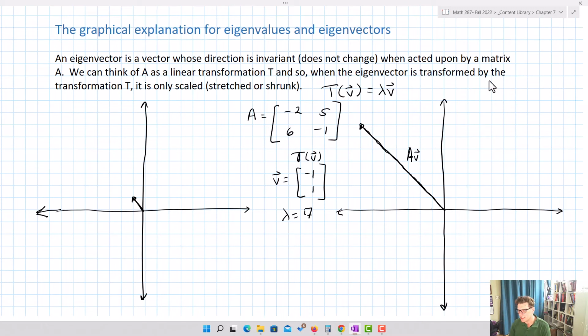So its direction remains exactly the same. It still has the same exact direction. The difference, though, is that it's now been scaled. And notice, what is it? It's 7 times the vector v.